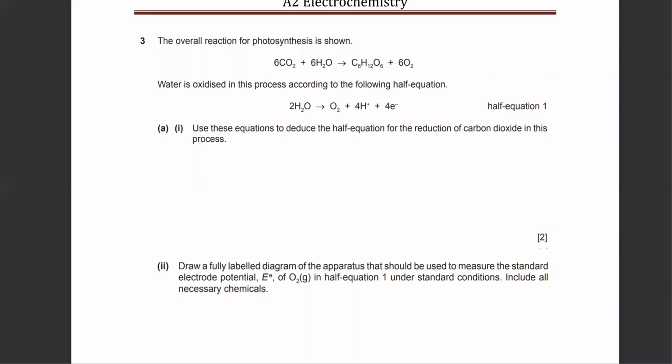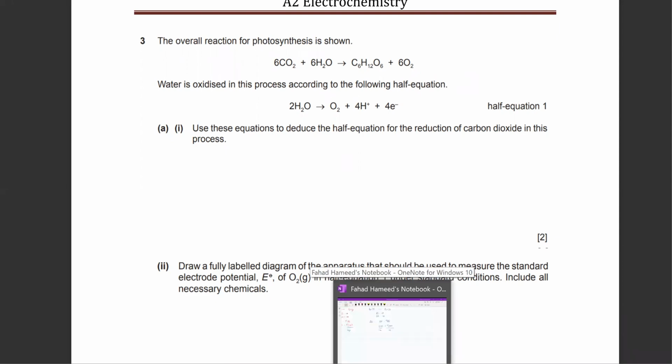So let's start with the first one. This one is kind of tricky, and I'll just briefly explain to you how this first one would work. You see, whenever you have a redox reaction, it's two reactions. So let me just explain a bit of background of how this question would work.